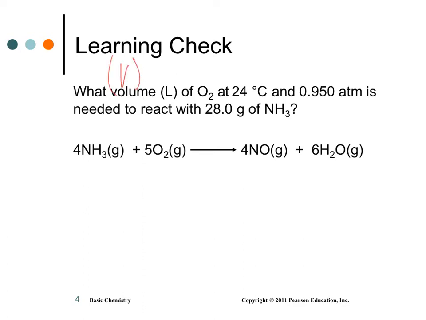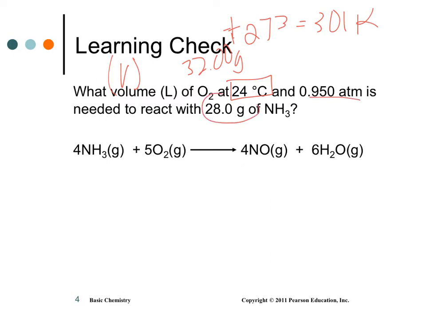Oxygen gas. We know that that's going to be 32.0 grams, so we're going to do something with that maybe. 24 plus 273 is going to give me 301 Kelvin. I got my atmospheres and I have 28 grams.